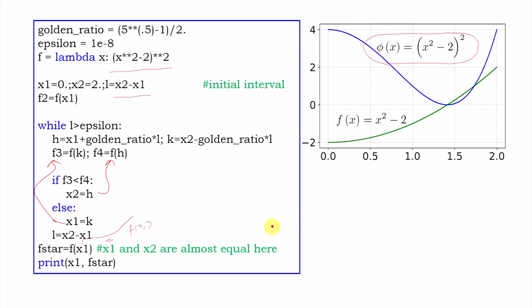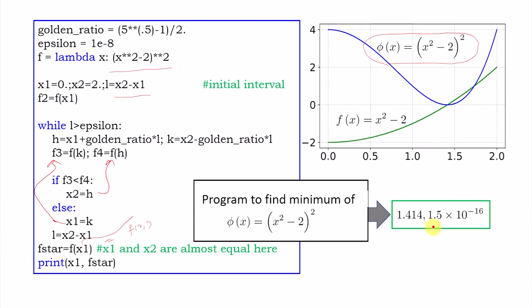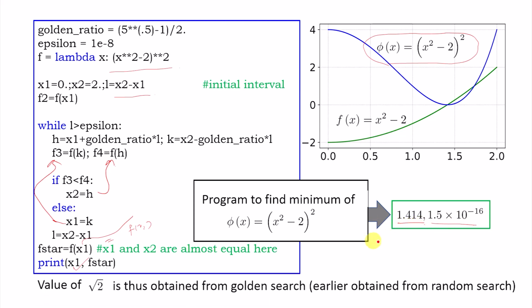If you run this program, it will give you the value of 1.414 for this x1 and this f star is 1.5 times 10 raised to minus 16. So it's a very small number it has given. So we are good to go here. We can accept that this is the value indeed for root 2. You can see that it is more accurate than what we got from the random search technique.